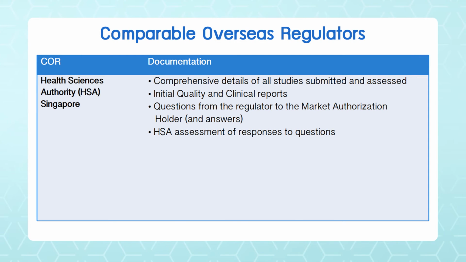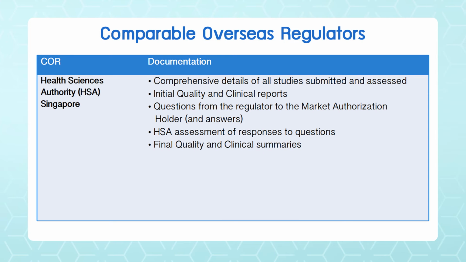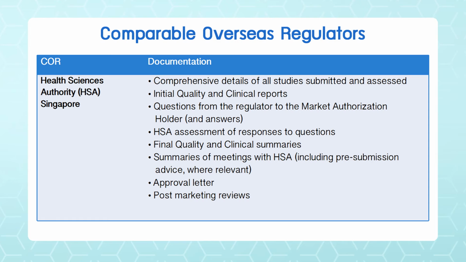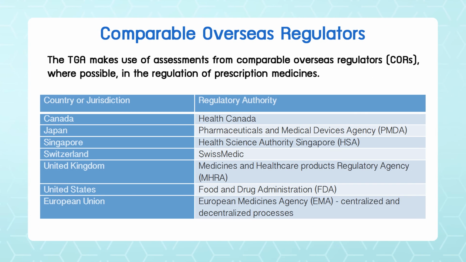Then what was the HSA assessment of the response to questions, final quality and clinical summaries, meetings with HSA if there were any, an approval letter, and post-marketing review. So they would request this information from the HSA, or the applicant needs to get this information from HSA and provide it to TGA. Similarly, they would ask for information from other countries as well. This is just an example I have given, taking Singapore, which is our neighbor: if the product is approved there, this is what would be required.